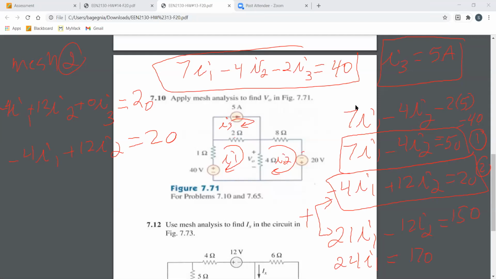So this is I1, and then I1 would be 170 over 24. Use one of those equations, 1 or 2, to plug in for I1. If you prefer the matrix, you can do that. If you want to check your result with the matrix solution, you could do that.